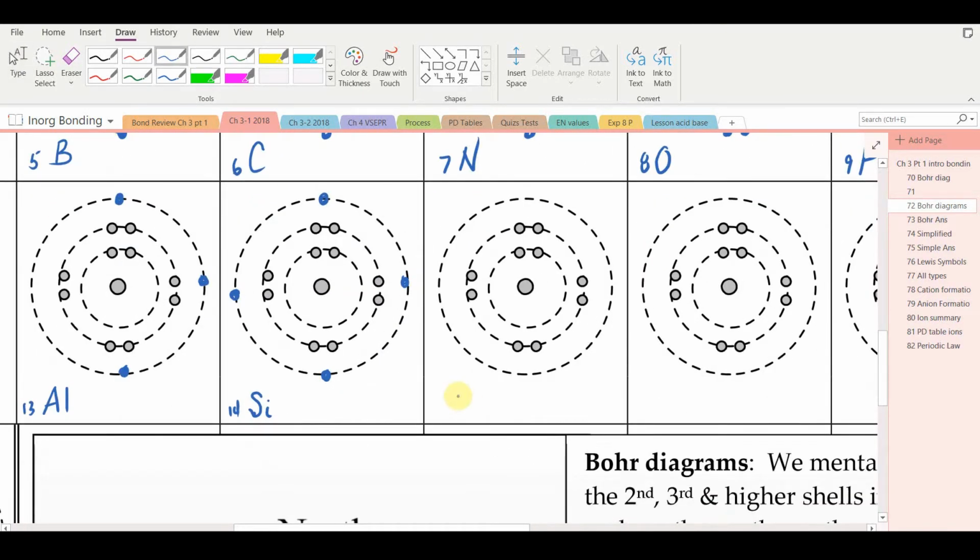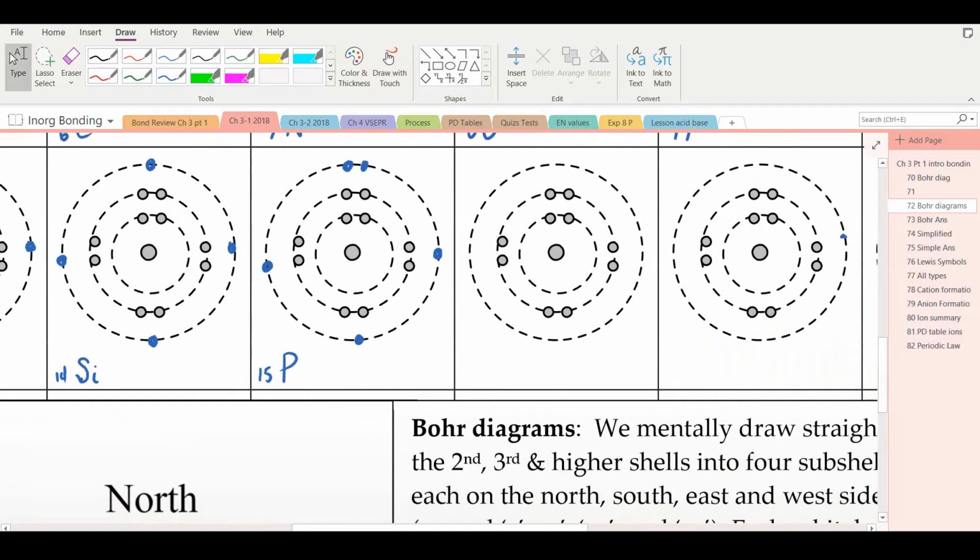Below nitrogen in group 5 we have phosphorus, 15 electrons, 2 in the first shell, 8 in the second. It'll have 5 electrons in the valence shell. It's 2, 3, 4, 5. So that's what the group number tells us. It's group 5A. It's got 5 valence electrons.